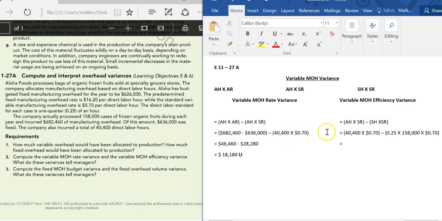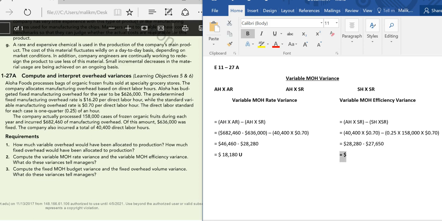So for this box, it's already given here. We used the same numbers here, and we already see the number here. You can either calculate it or just copy it from here. You will get 28,280. And now for the last part, we need to multiply all these three numbers: 0.25, a quarter hour per case. They processed 158,000 cases, and the standard rate for the variable part is 70 cents. If you multiply these three, what I found is $27,650.